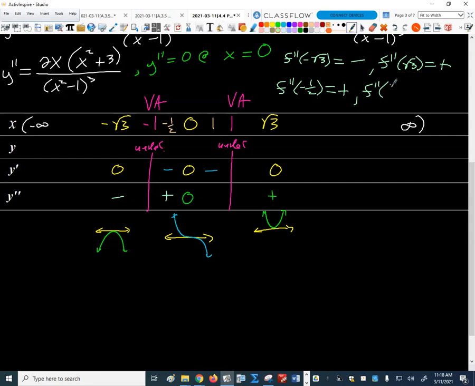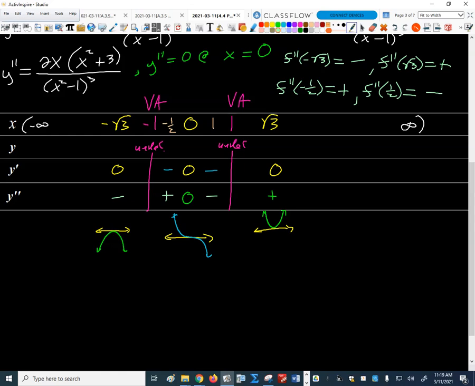If I evaluate the second derivative at 1/2, I'd get positive times positive divided by negative. So I'd get negative. So this would be a change in concavity, right? From positive to negative with a horizontal tangent. Either way, I'm getting an inflection point, aren't I? Right? Okay, is everybody seeing that?